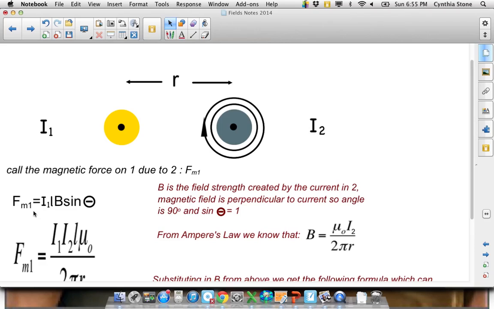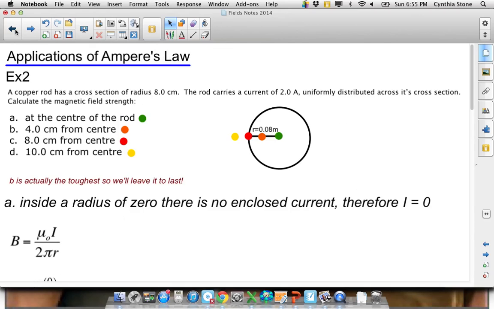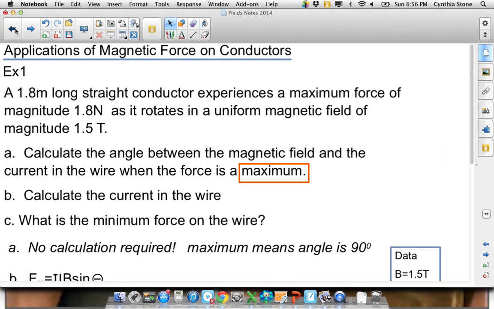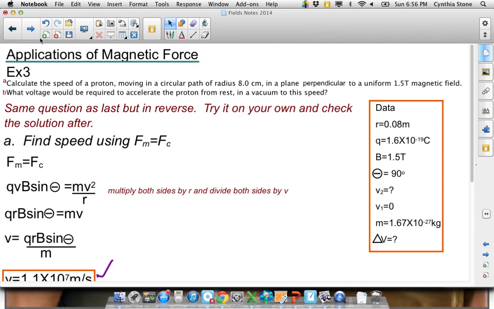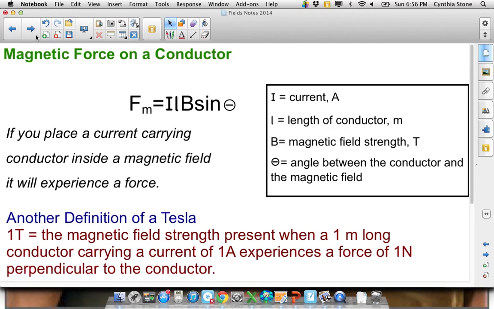We learned this equation a couple of days ago. Let me scroll back a bunch of pages. Look at all this good hard work you guys have done. Magnetic force on conductors. Yeah, here it is. This is the equation I'm talking about. If you place a current carrying conductor inside a magnetic field, it will experience a force. That's the force on the first conductor due to the field created by the second conductor.